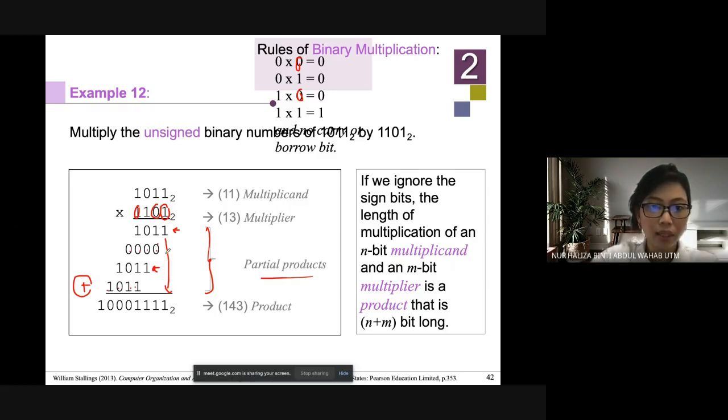Sini akan tambah, kat sini tak ada apa-apa kan? So dapat 1. Sini pun you dapat 1. Sini dapat 1. Dari sini 1 plus 0 plus 1 plus 1, you tengok balik table tu, you akan dapat 1, 1. Dari sini 1 tambah 0 tambah 0 tambah 1, you dapat 1, 0. 1 plus 1 tambah 0, you dapat 1, 0. Sini you dapat 1, 0 juga.